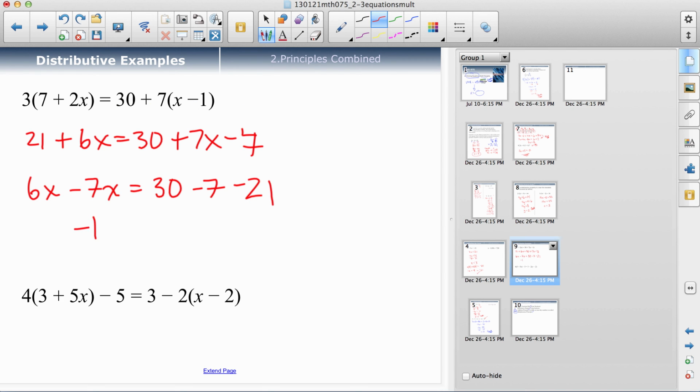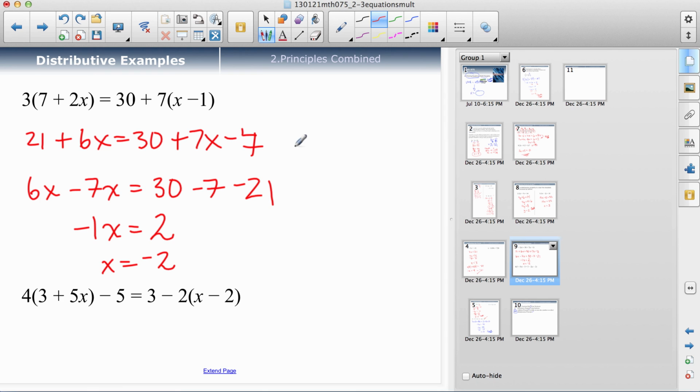Subtract these, that's negative x. 30 take away 7 is 23, and then I lose another 21. So I'm down 2, oh no, I'm up 2. So I'm still up 2. Divide both sides by a negative, you get x is equal to negative 2.